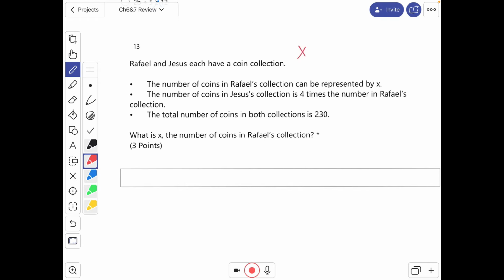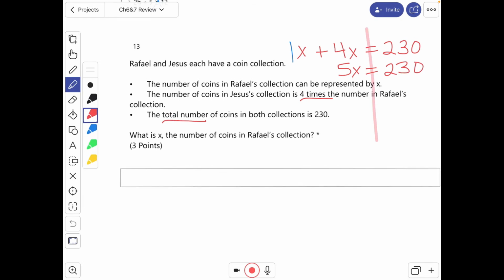So Raphael has X, and Jesus has 4 times that. So 4 times X. And if we total them, that means add, they're going to equal 230. So first let's put our X's together. That makes 1X plus 4X makes 5X equals 230.